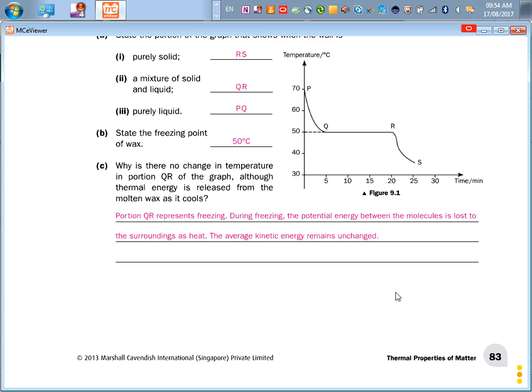Please know the difference between potential energy and kinetic energy and what they are related to. I'm sure this will come out also, especially the change in state over here versus the drop in temperatures.